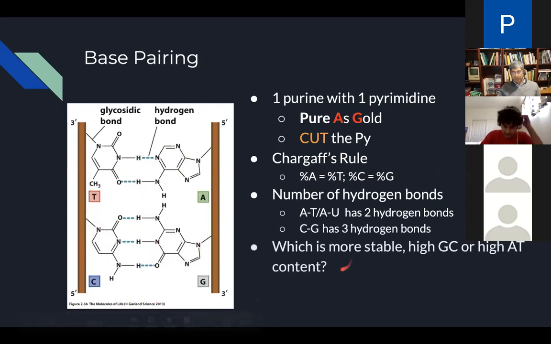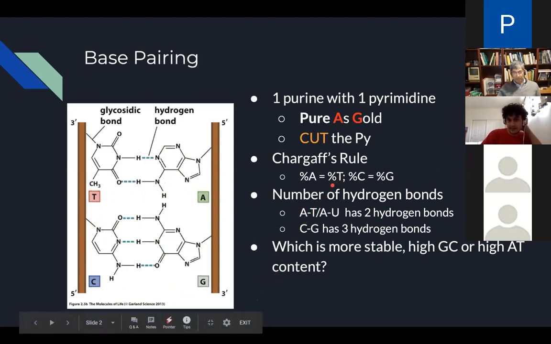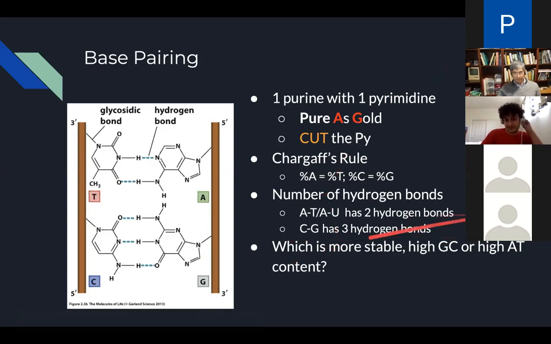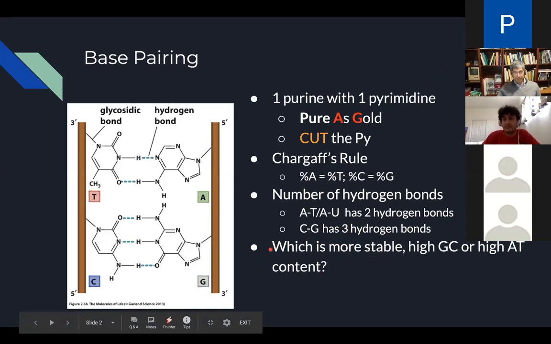So I just have a quick question here. In theory, based on the number of hydrogen bonds, which is more stable, a DNA molecule with high GC content or high AT content? Anyone wants to unmute themselves and just answer? High GC content, because it has more hydrogen bonds, it's more stable. Yep. And we'll actually talk more about stabilization and what a very important factor is, base stacking, in a little bit. But yes, high GC content would be more stable.